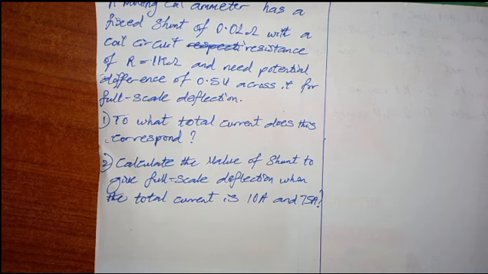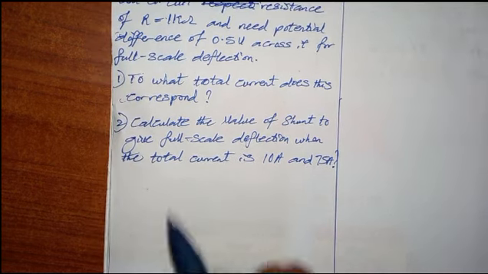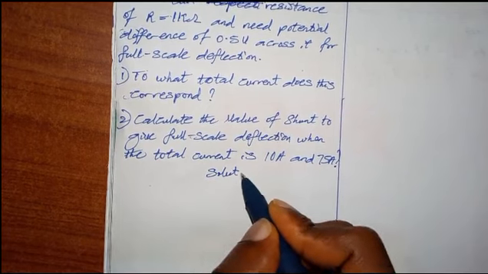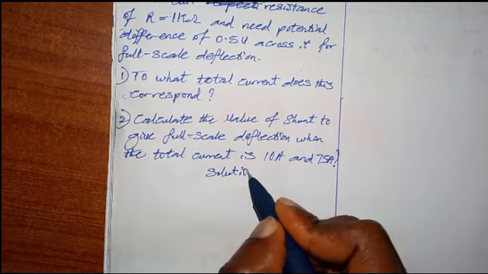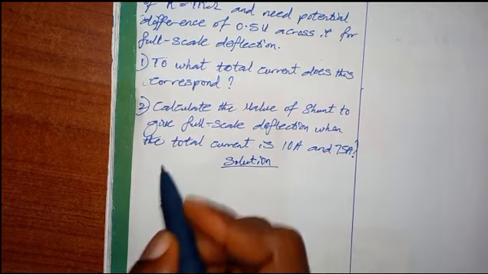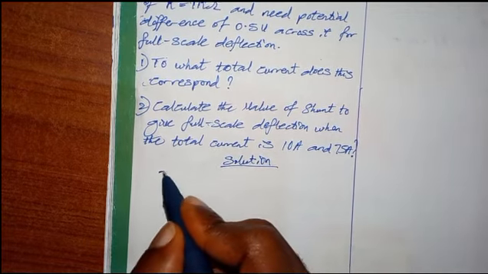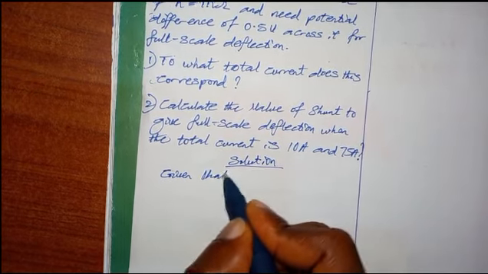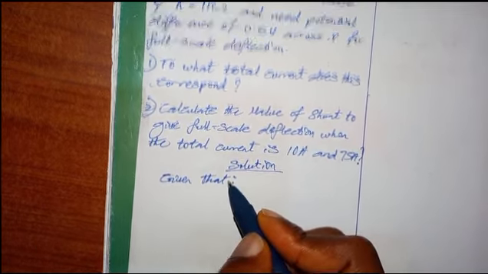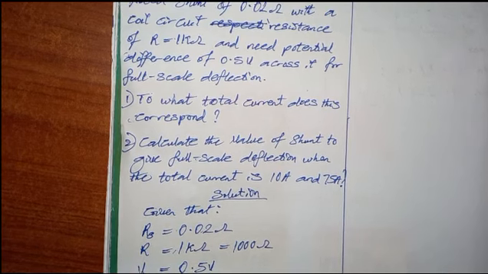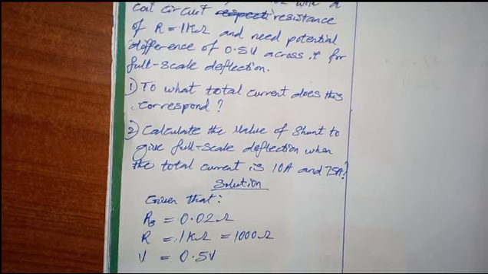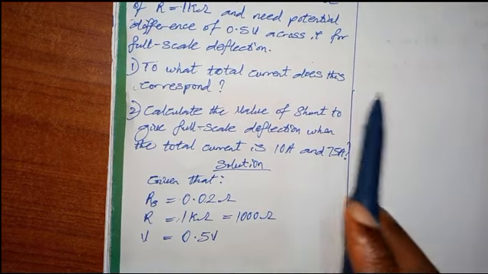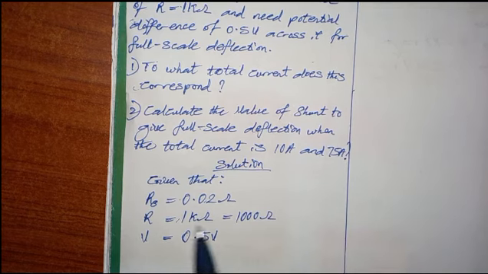So we are going into the solving now, which is the solution. And I would like to write out the parameters that are being given. According to the question, these are the parameters given. I want to solve the first one now: to what total current does this correspond?